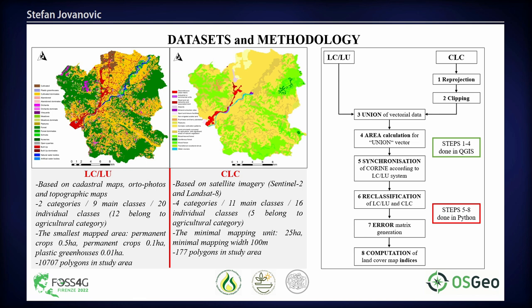Practically, in this methodology, we used free and open GIS software, QGIS, where we unified vectors represented with these two land cover maps. We did synchronization with respect to land cover land use, the one that we created, and in Python, we did the reclassification in order to find easier way to create error matrix. And after creation of error matrix, we did the computation of land cover indexes.